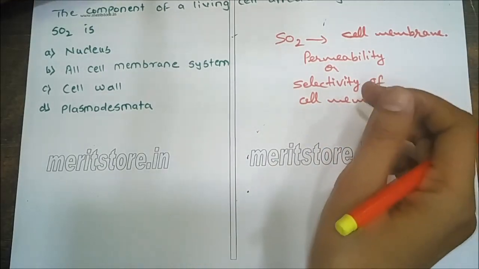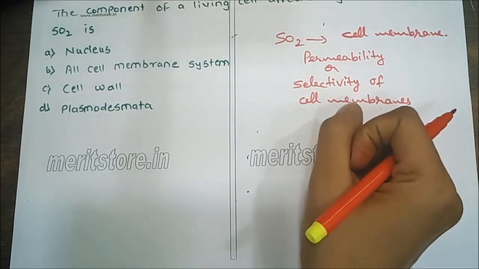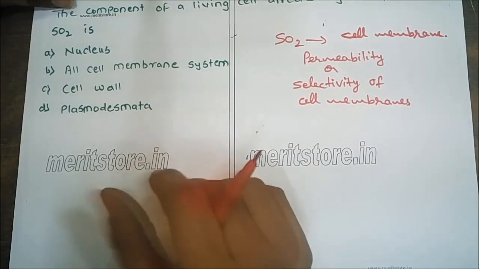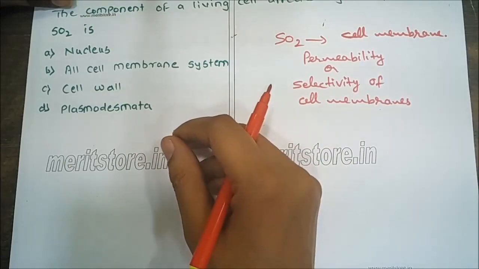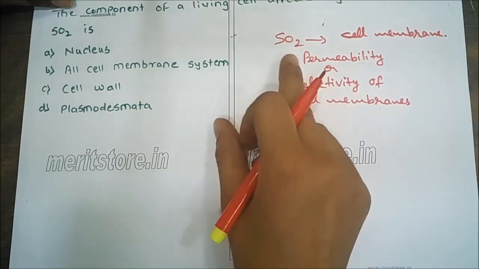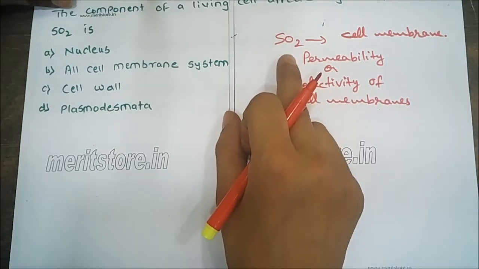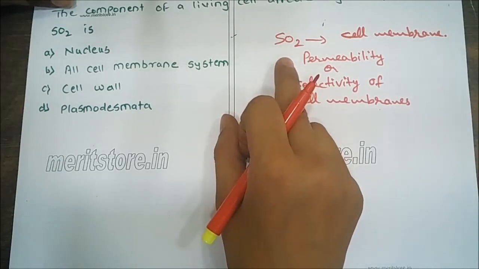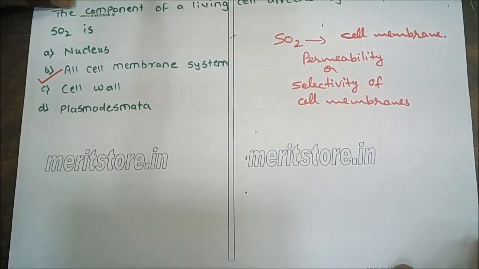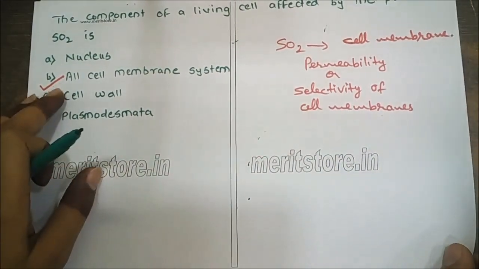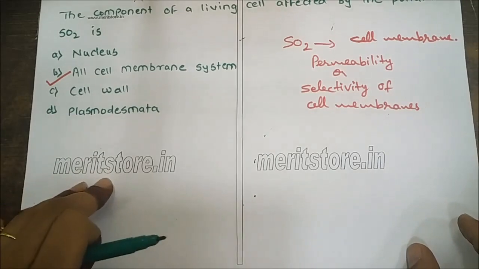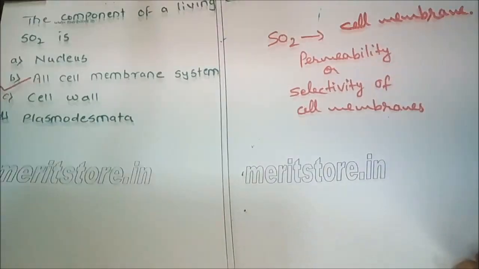The permeability means the cell membrane will decide which chemicals enter the cell, or which chemicals should go out from the cell. So the permeability and selectivity of the cell membrane is affected by the sulfur dioxide gas in air, the pollutant. So it will affect the whole cell membrane system. The answer will be B, all cell membrane system, because sulfur dioxide will affect the selectivity or permeability of the cell membrane.